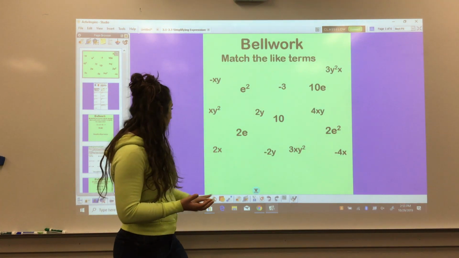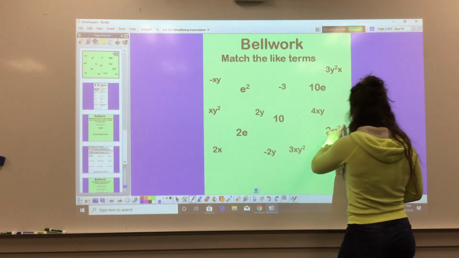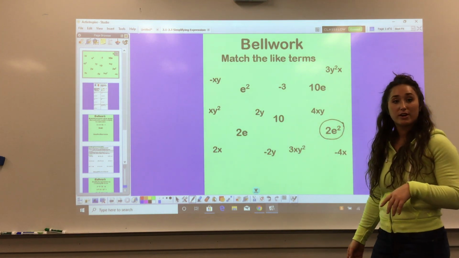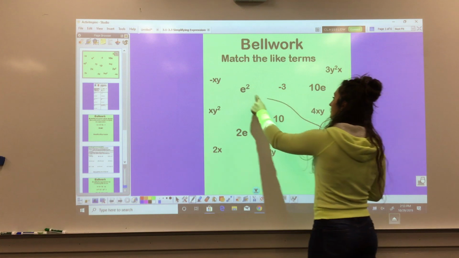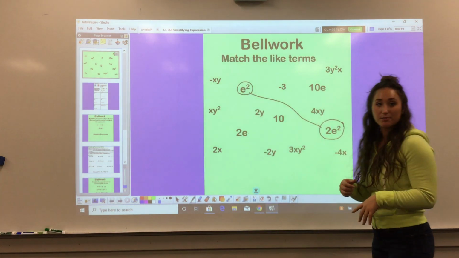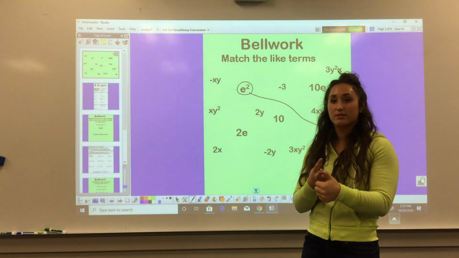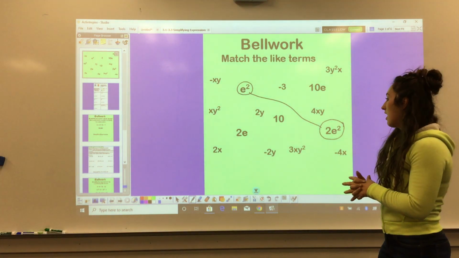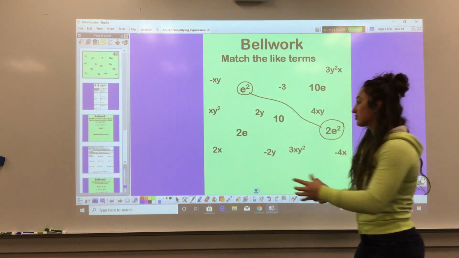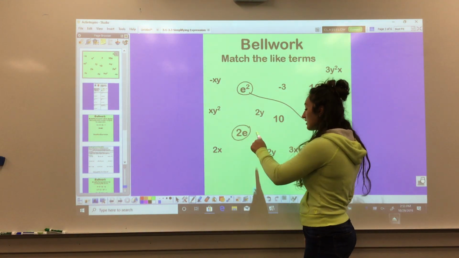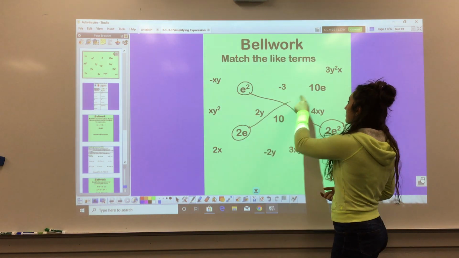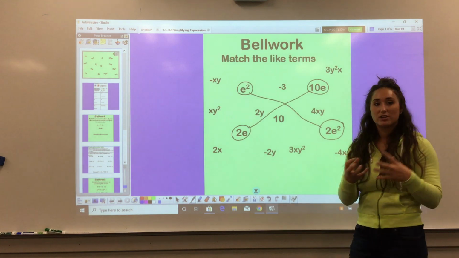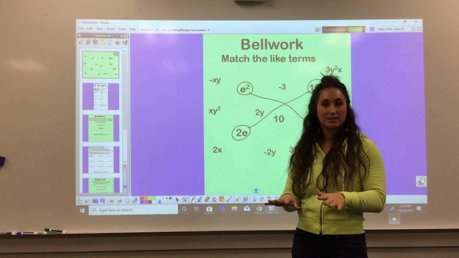So for example, if we started with 2e squared, the like term would be e squared because they both have an e and they both have the square on it. So not to get confused with a term like 2e, its like term would be 10e because they just have the variable e and no exponents.